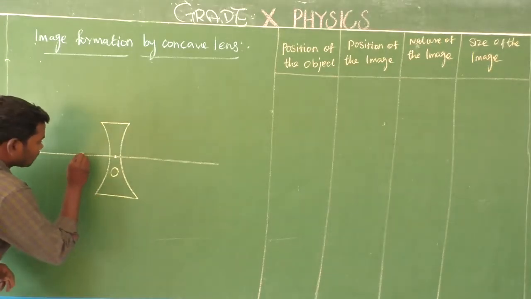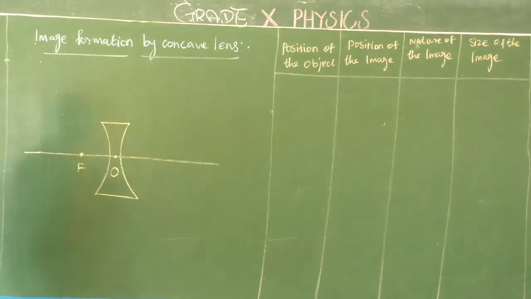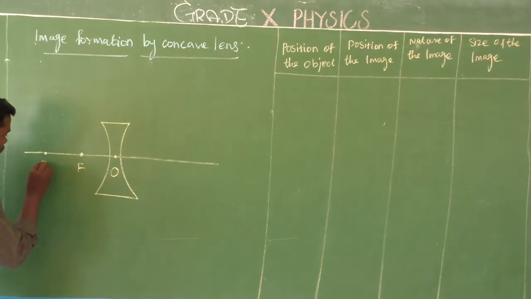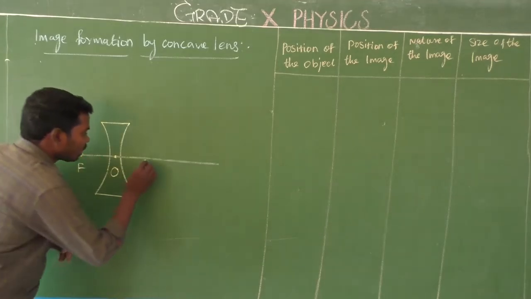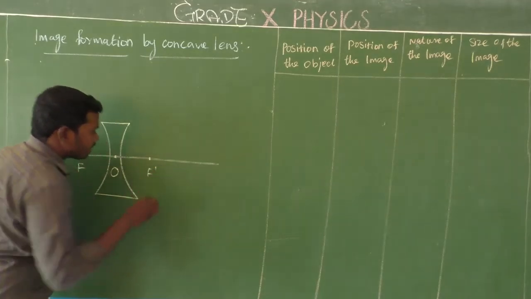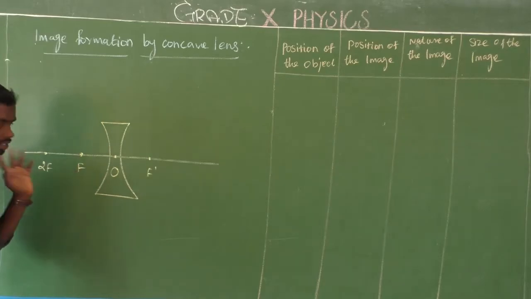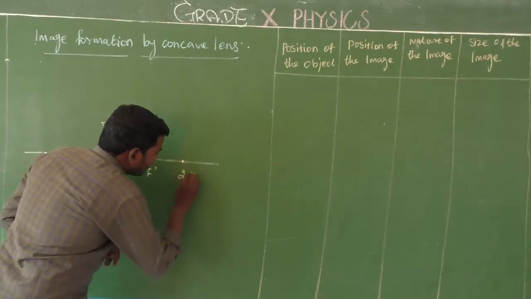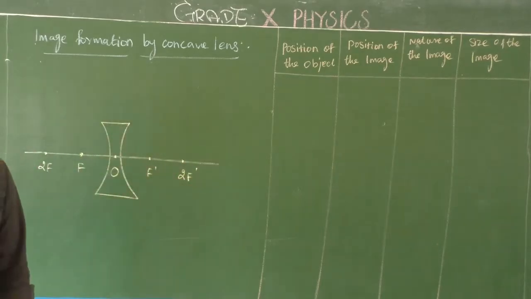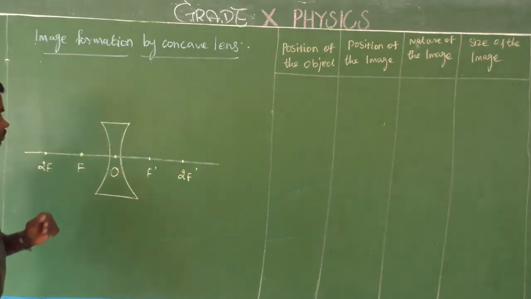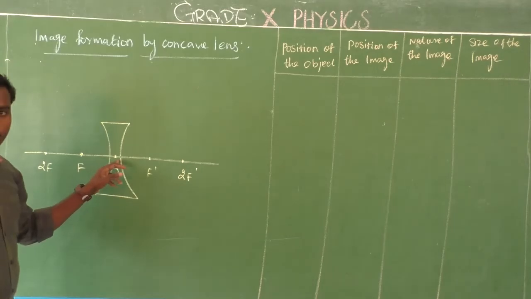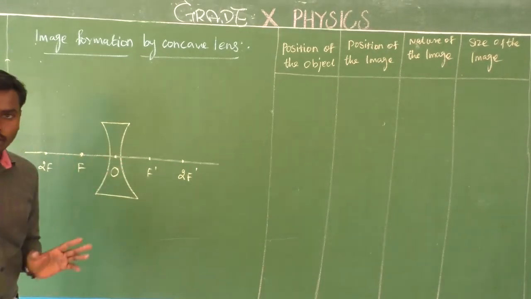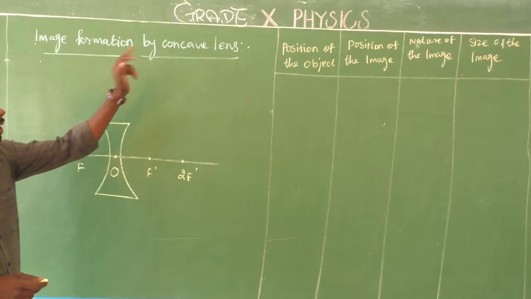So this is focus. Am I right? This is focus. Then twice of its focal length, that is 2f. Is it clear? Yes. Here on the right side also there will be f dash, that is secondary focus, and this is first focus. Then there will be secondary twice of its focal length, that is 2f dash. Is it clear? Yes. Very simple. Look at here. Now I am going to place the object at different positions from the optical center of the concave lens. Is it clear? Yes. That is image formation by concave lens.